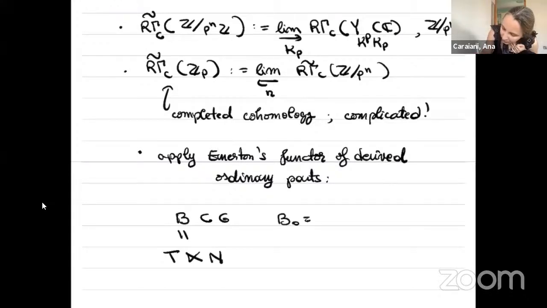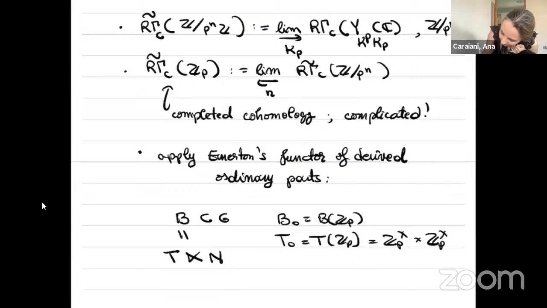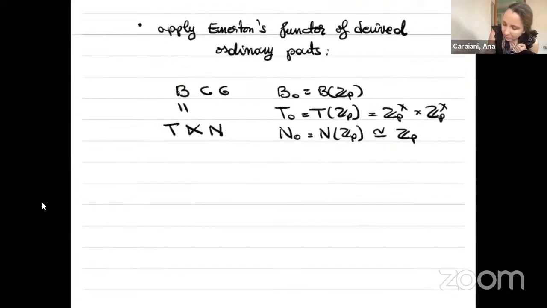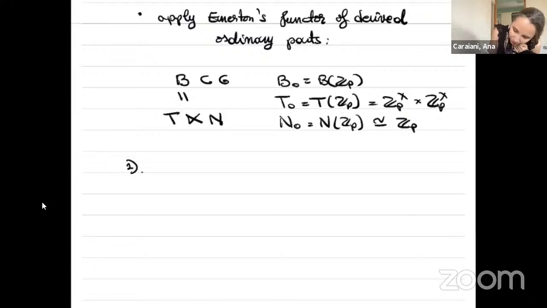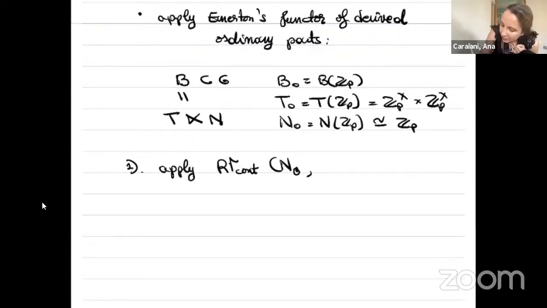And just to introduce some notation, I'm going to say B0 is B of Z_p, T0 is T of Z_p, which is just two copies of Z_p cross. And N0 is N of Z_p, which is just isomorphic to Z_p. Right. And so to apply Emerton's functor of ordinary parts, the first thing is that you want to apply continuous cohomology, so continuous group cohomology of N0 to each of these terms.